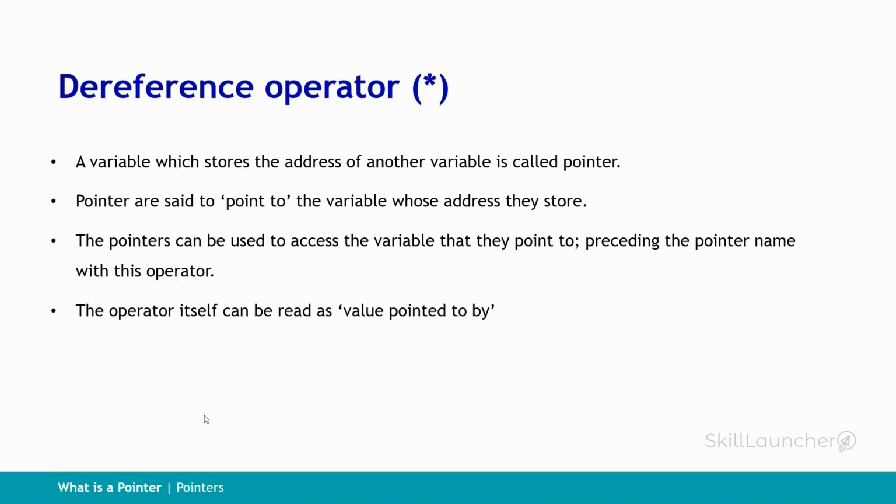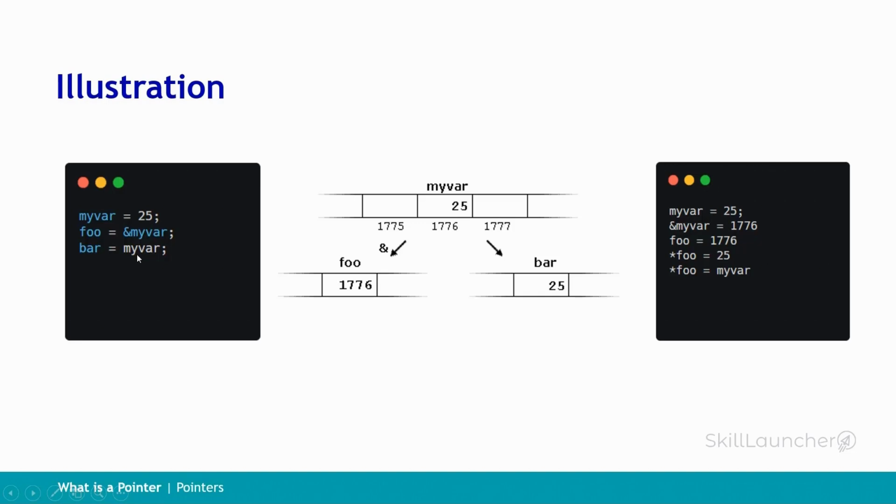Let us see an example. Here we have declared one variable myvar which has a value 25. We have one pointer which stores address of myvar. So basically this variable foo will be having address of variable myvar. And we have another variable bar which is directly assigned to a variable myvar. So let us see its memory allocation.